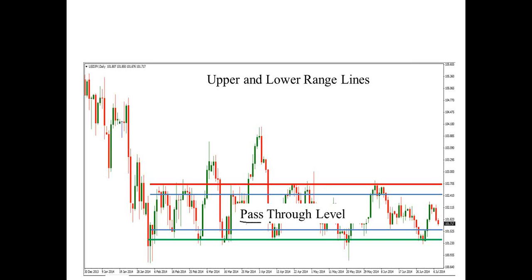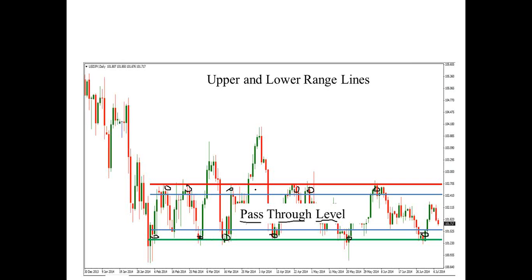So the question that's going to come up here is, why do you call it a pass-through level? I know I already explained that once, but I like explaining this. Whenever you're range trading, as a trader, there are certain strategies where you can try to pick the very, very bottom of a trend and try to pick the very, very top of a trend.